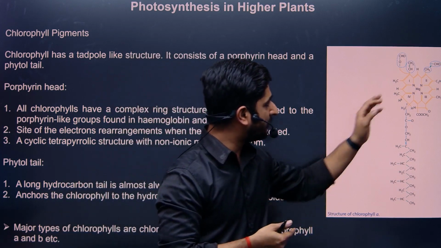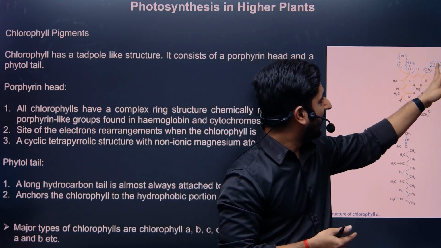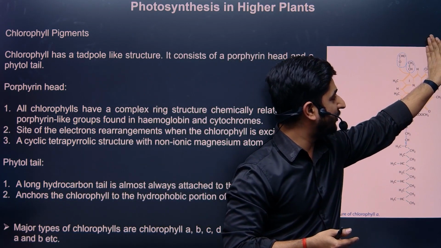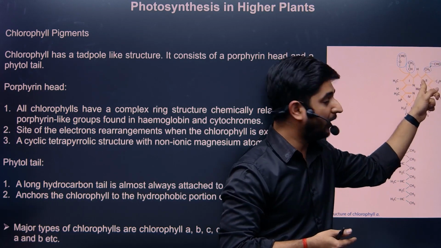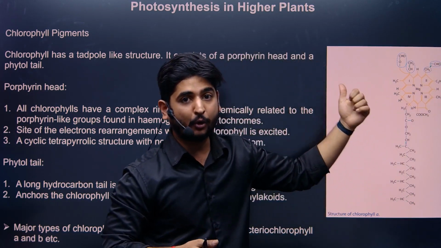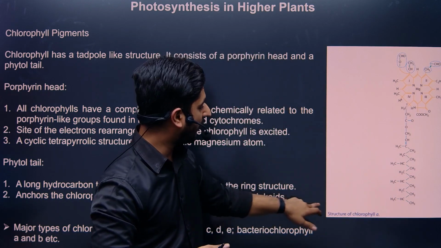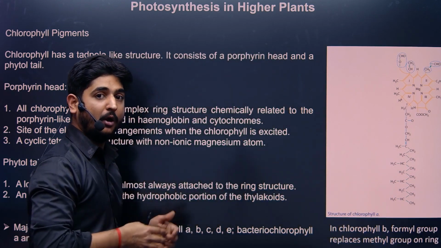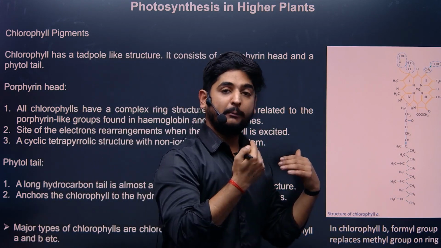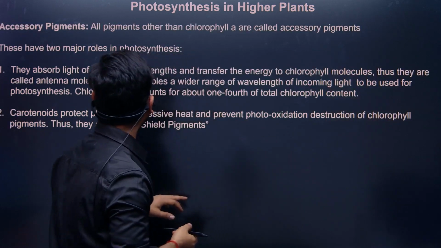So what is the difference between chlorophyll A and B? See, here you only have this CH3 methyl group. If on ring 2 I replace the methyl group with a formyl group, then this is going to become chlorophyll B. Okay, so they say that in chlorophyll B, the formyl group replaces the methyl group on ring 2.